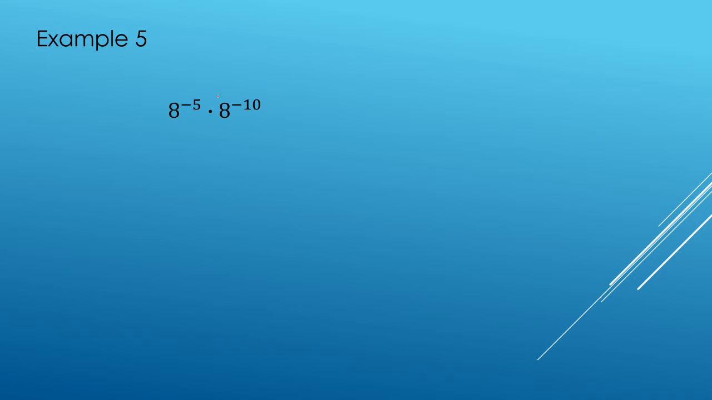Again, negative exponents. Treat them the same way that you would if they were positive. We're going to add the two exponents with that same base at the end. So 8 to the negative 5 times 8 to the negative 10, 8 to the negative 15 power. We'll talk in a little bit about what to do when we have negative exponents, but for now, this is good.